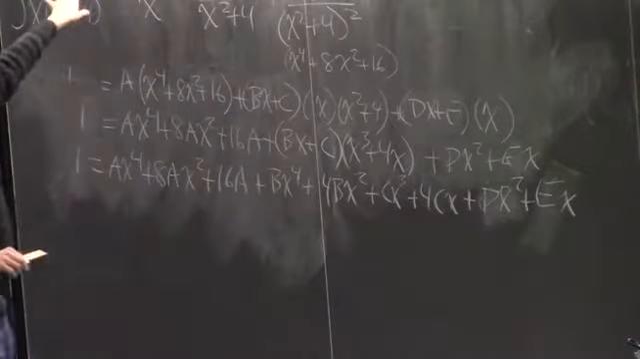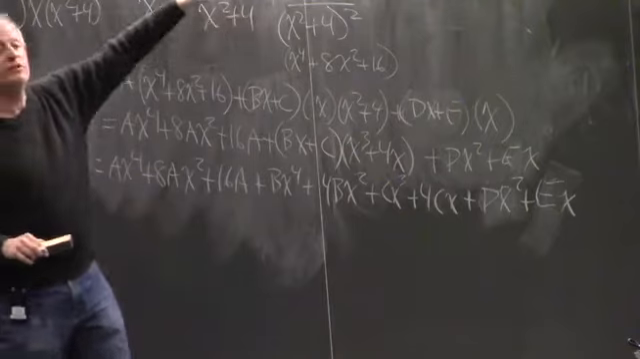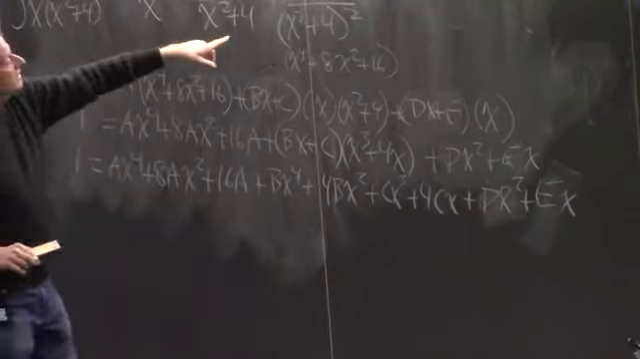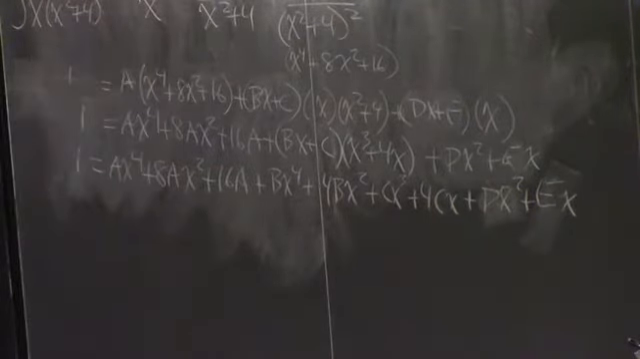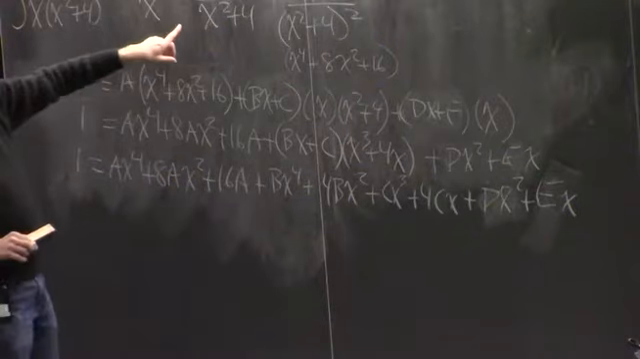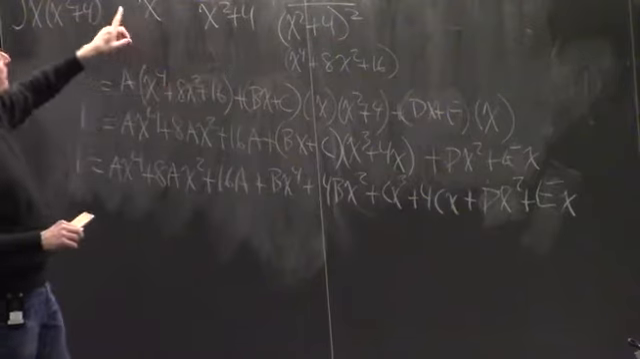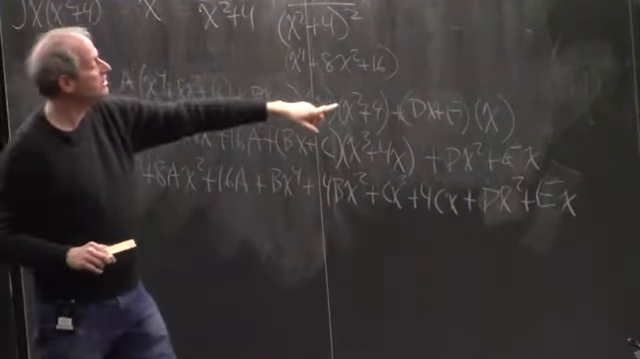So again, because you have x squared plus 4, you need a something x plus something. And then because it's squared, you need another something x plus something over the term squared. Then your common denominator is x times x squared plus 4 squared. So when you multiply through, a gets multiplied by x squared plus 4 squared. Bx plus c gets multiplied by x and x squared plus 4. And dx plus e just gets multiplied by x.